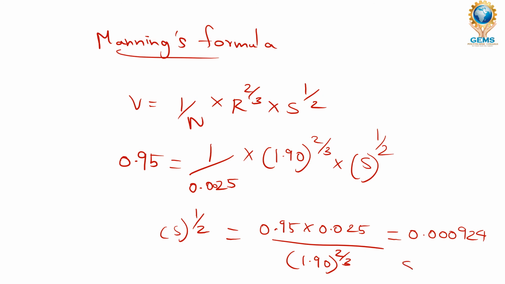If you want to, actually you should convert it into a fraction. If you convert it into a fraction, it will be 1 by 5155. This is our side slope. This we have found using the Manning's formula. So kindly understand, this is the design using Manning's formula.